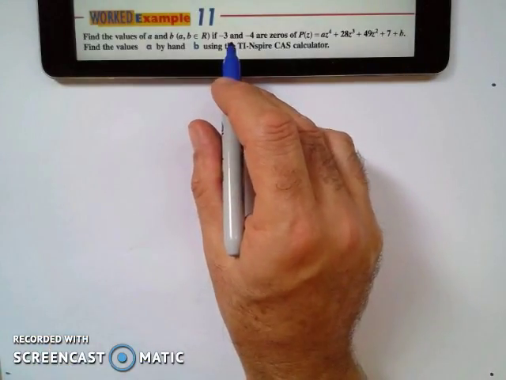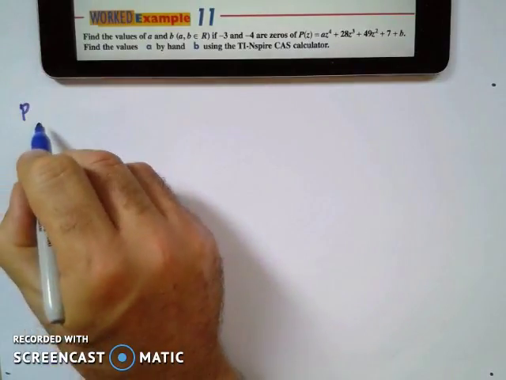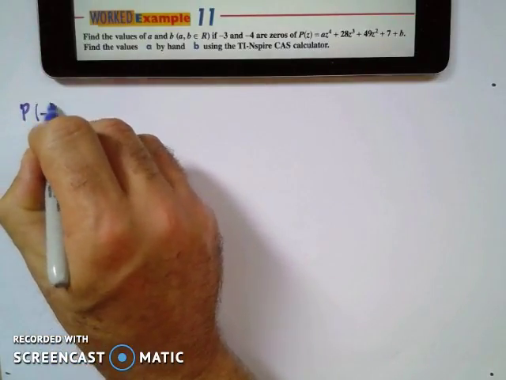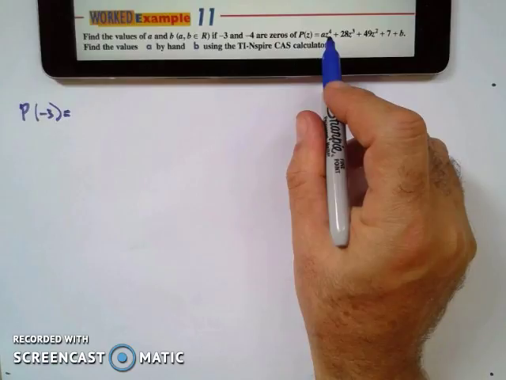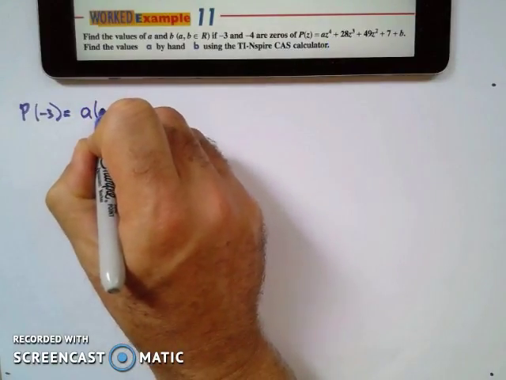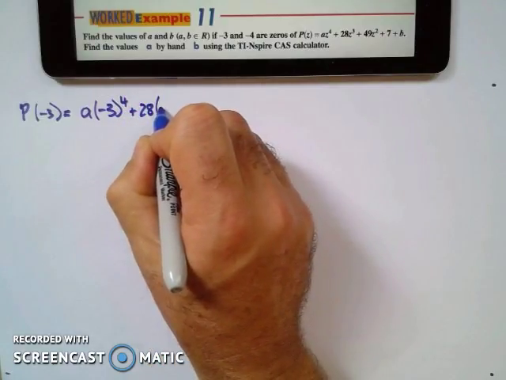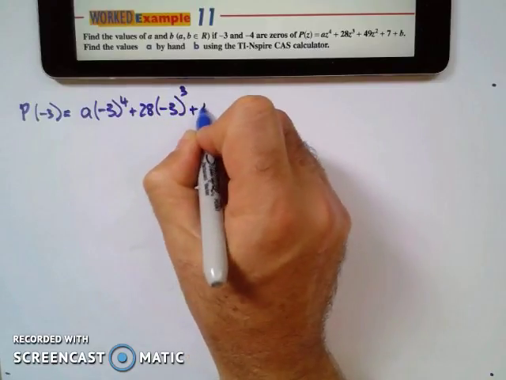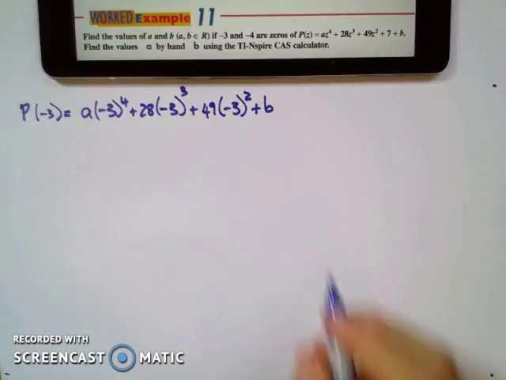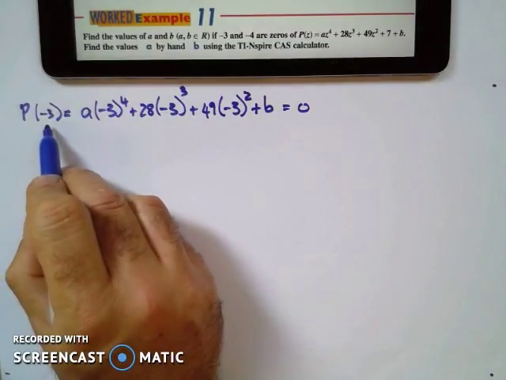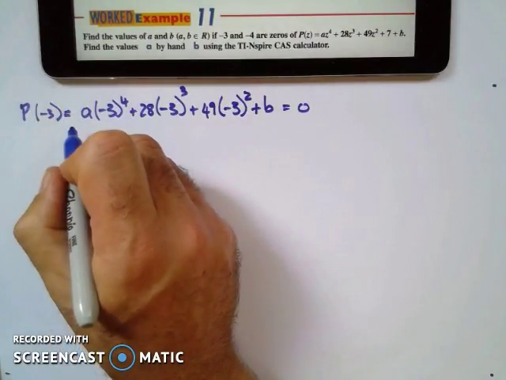-3 is a 0, that means if P at -3 is 0, and I substitute -3 in the place of z, it will give us A times -3 to the power 4 plus 28 times -3 to the power 3, plus 49 times -3 squared, plus B, and I know this equals 0 because -3 is a 0, which means if I substitute it, my answer is 0. I'm going to simplify that straight away.